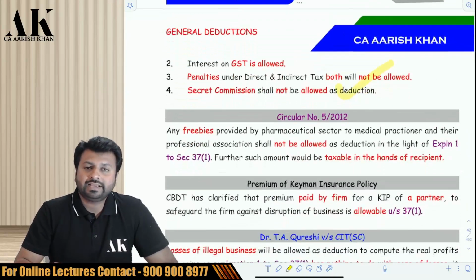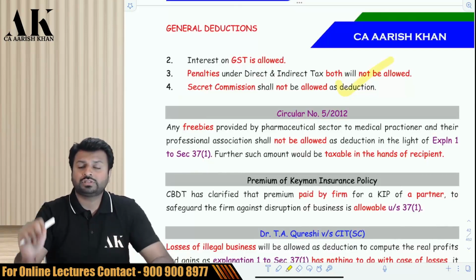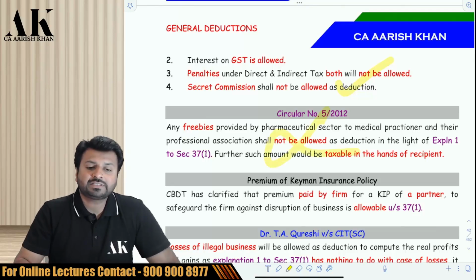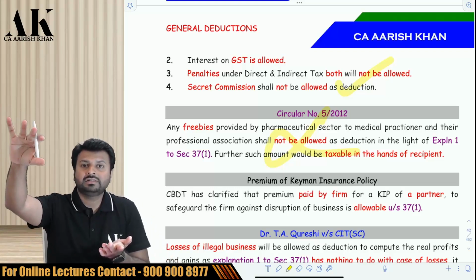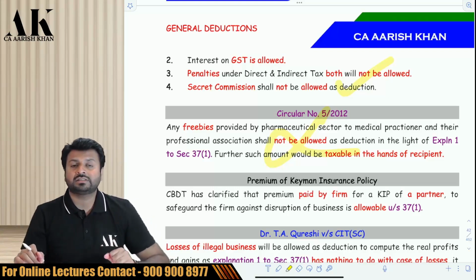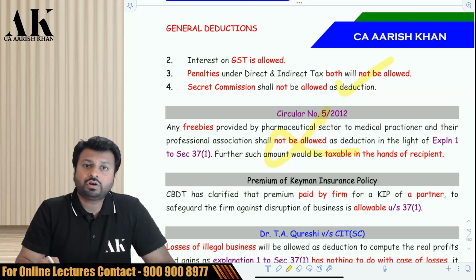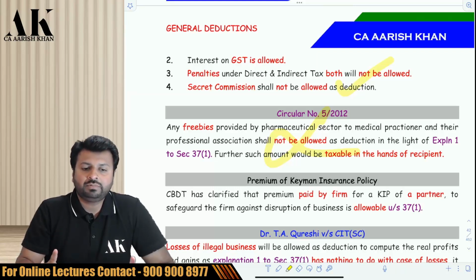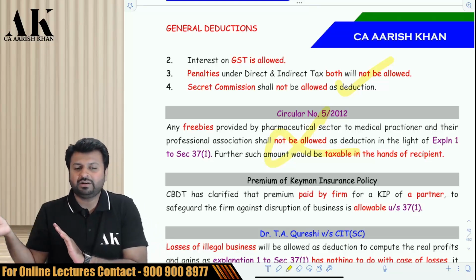Okay. Next, if pharma companies give some freebies to doctors or to medical associations, whether that will be allowed as deduction, it shall not be allowed. As per CBDT Circular 5/2012, if a pharma company gives freebies to doctors who recommend its medicines to patients, that expenditure is not allowed as deduction. That circular was issued in 2012 by CBDT. Now, there are people who have challenged this circular later on. I'll be coming to that particular judgment in a while.